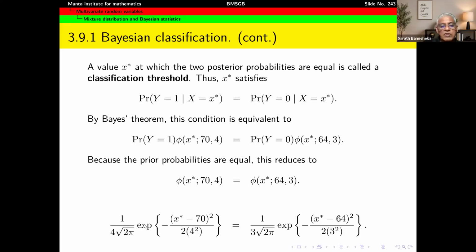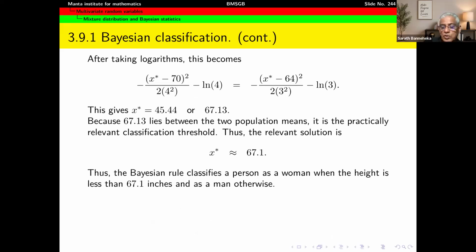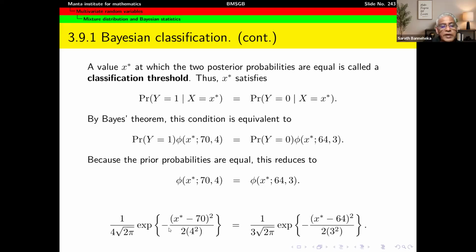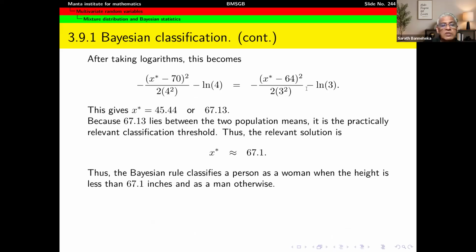So we have to solve this equation to get x star. You can see that these both are exponential terms, so it's easy to solve this one. x star is inside the exponential, so it's easier to solve this equation if we take the logarithm of both sides. Then we get this equation, and then we get a quadratic equation in x star. When you solve that quadratic equation, you get two values for x star.